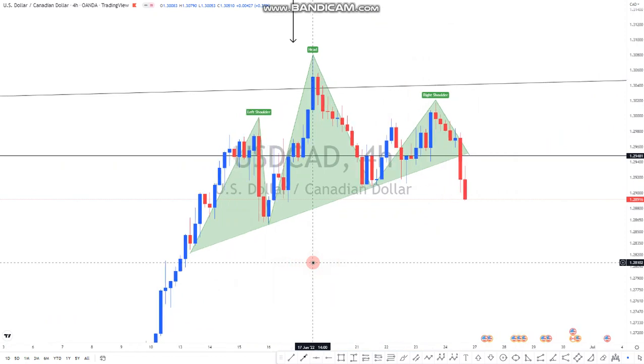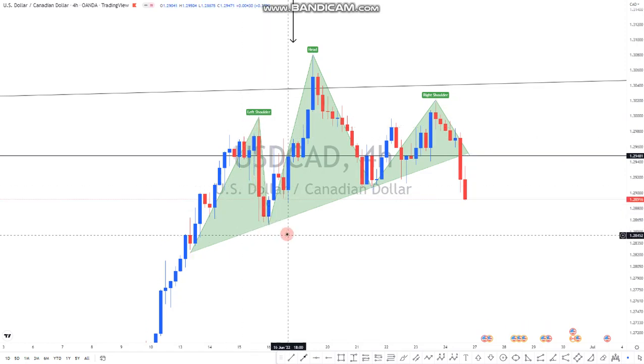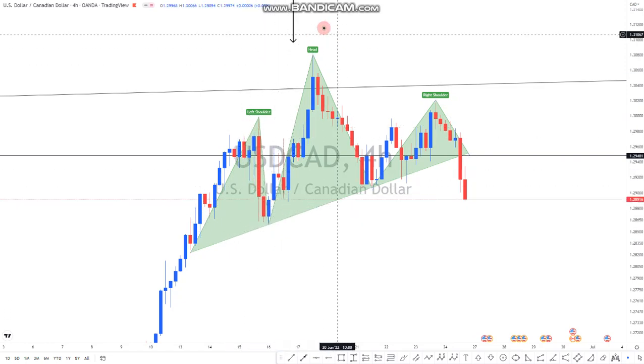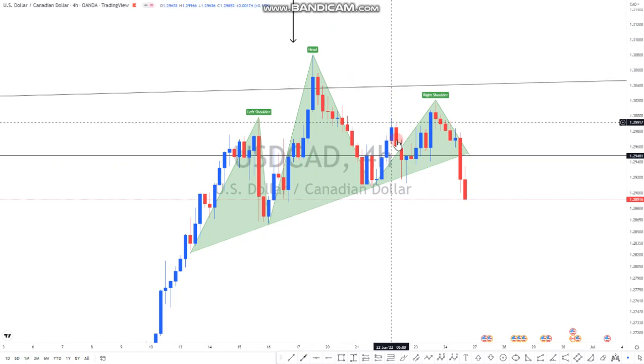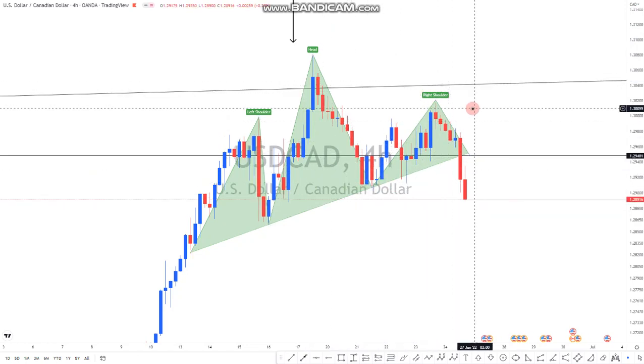So hii hapa ni head and shoulder pattern. Kwa hiyo tunaona bega la kushoto, alafu this is what we call kwapa, and that is head, kichwa, na hapa tena ni kwapa, and that is another right shoulder, ni bega la kulia.